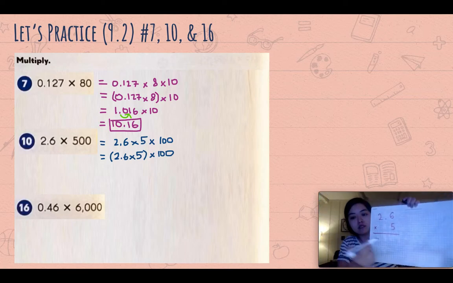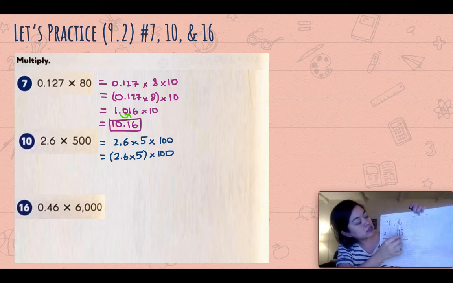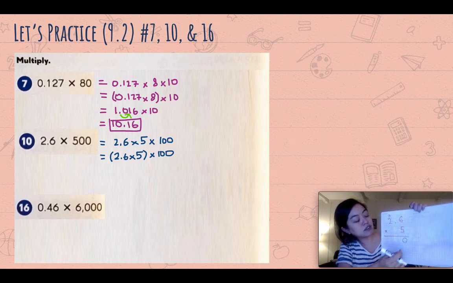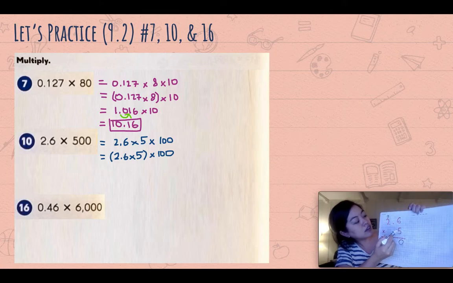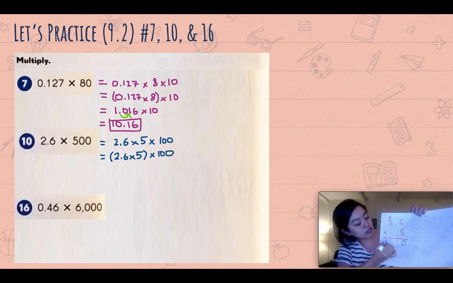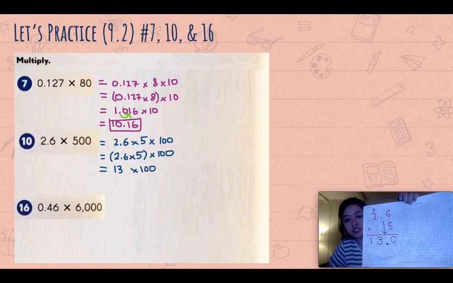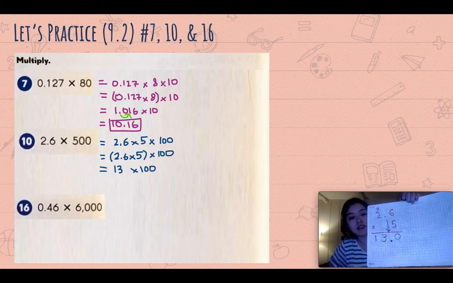So let's do this. So 5 times 6 is 30. So I'm going to put up my 30 like this. Okay. And then 5 times 2 is 10, plus 3 is 13. And then I'm going to drop the decimal point in the same spot here. So I get 13.0. And I just wrote it as 13 on your screen.